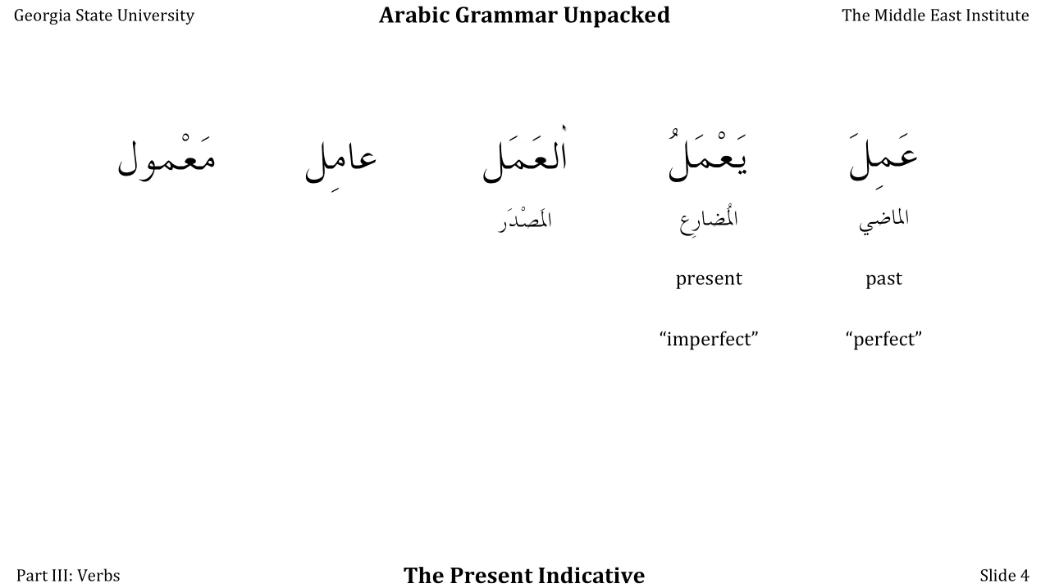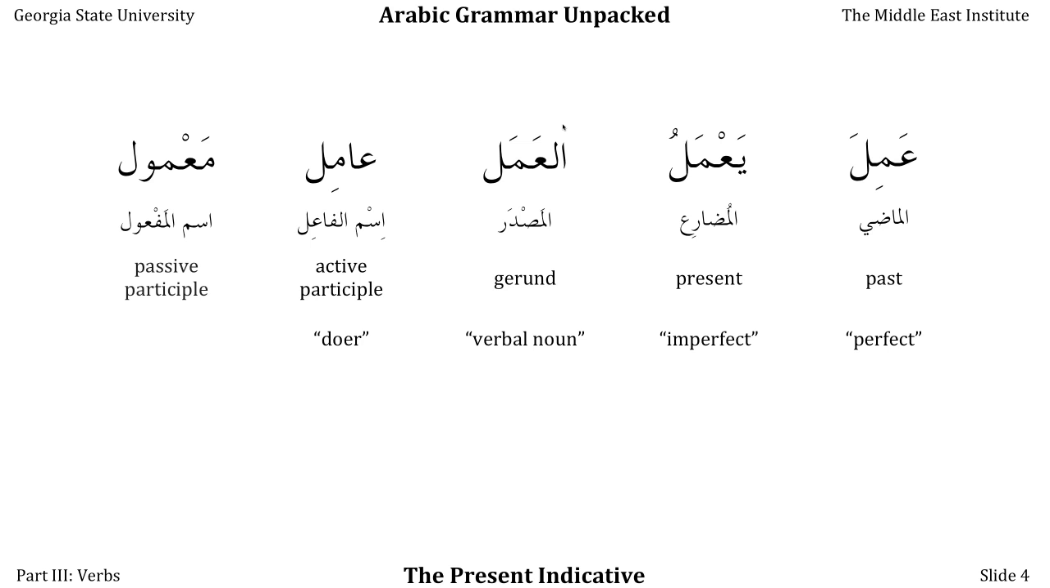Al-amal is the masdar or verbal noun. It's sometimes called a gerund in English grammar. Al-Kitaab prefers the term verbal noun and means the act of working. An amil is what we call ism al-fa'il in Arabic, the name of the doer or active participle indicating the person or object performing that action. While ma'mul, ism al-maf'ul, is the passive participle or the person or object that has had that action performed upon them. In this lesson, we'll be discussing al-mudari', the present tense.